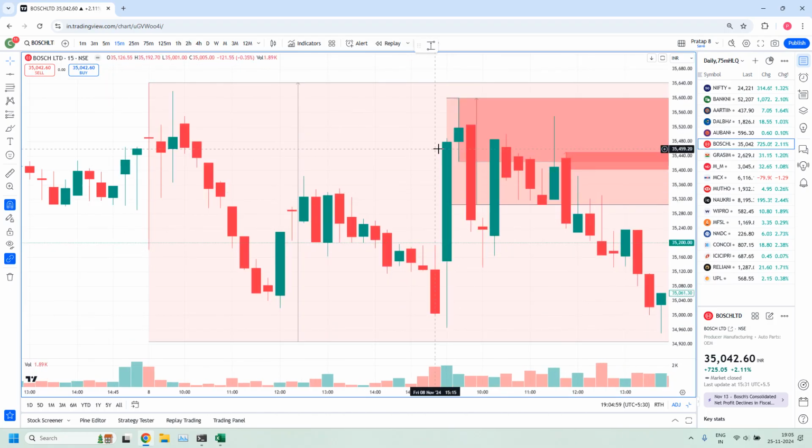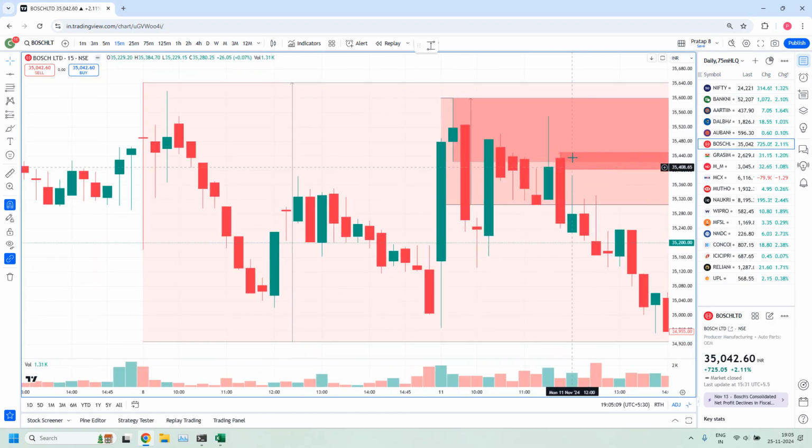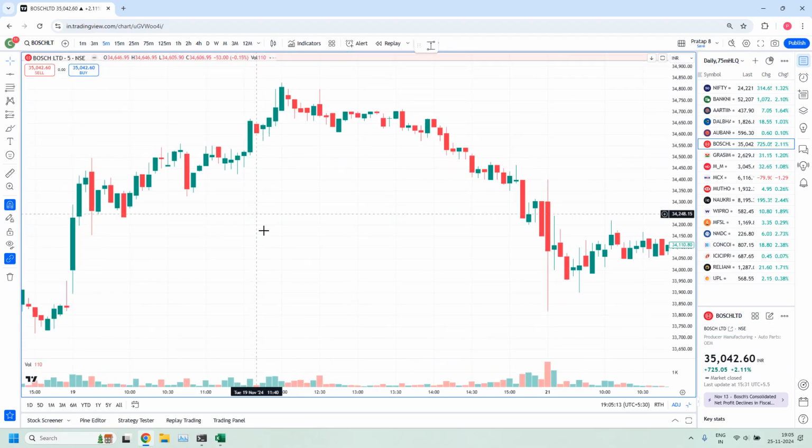So here you have a rally, base, drop. From there prices are going up, and again went down, again went up, again went down. In this process, here I found a fine-tuned 5-minute zone. Go to the 5-minute time frame.